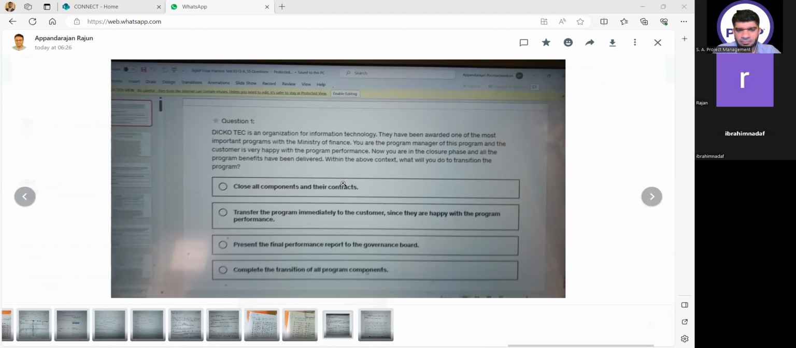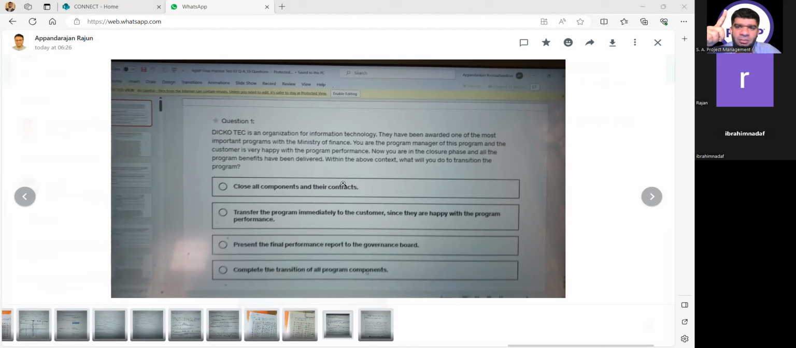So again, I will rule this out because you are still in program transition. The fourth option is complete transition of all program components. So here what I understand is you are checking whether all the program components are completed and meeting the required conditions. My question to you is, how many phases of the program do we have?